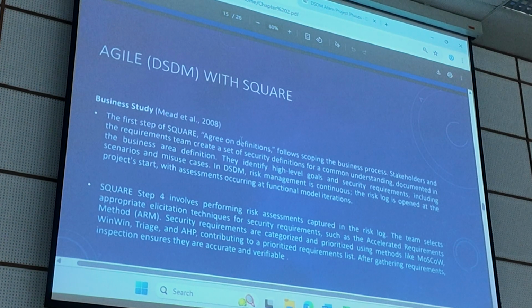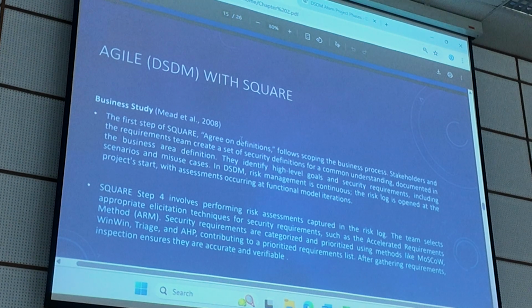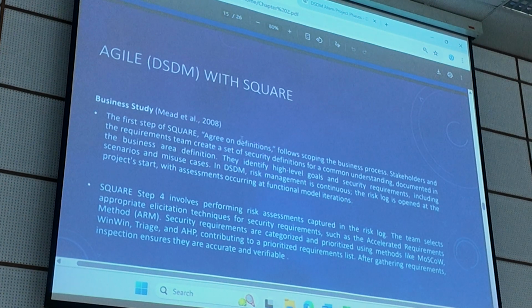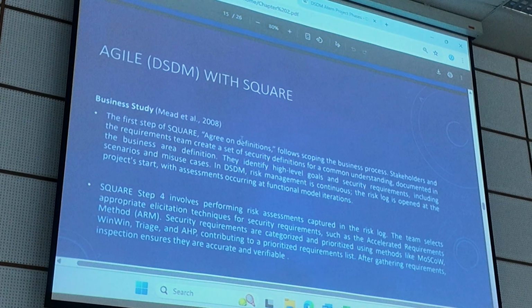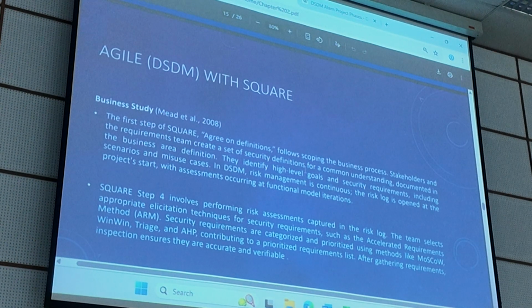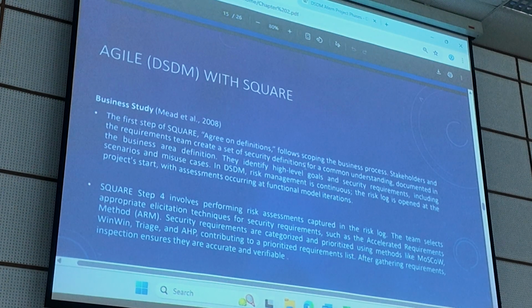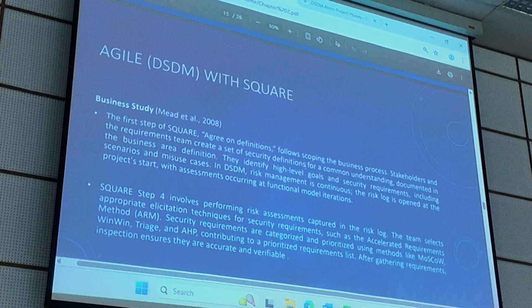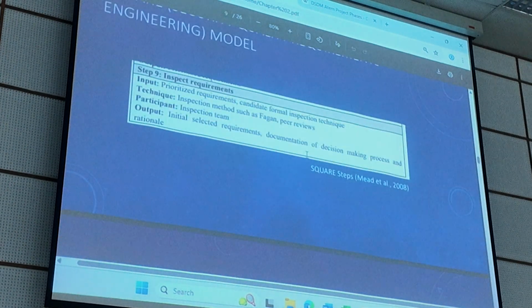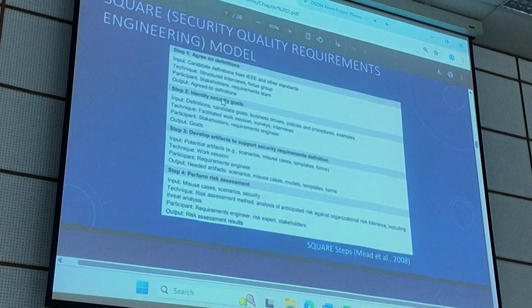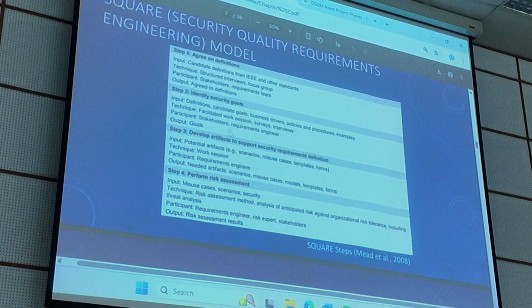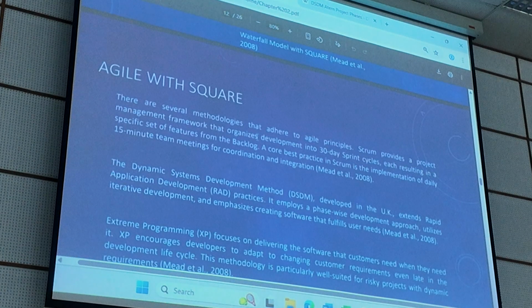As I said, you need to know that this term is referred to this one in this project. Does everyone agree? If everyone agrees, it means you have the same thinking on the terms. After that, you may have your step 2 and step 3. Step 2 is identify the goals. Step 3 is develop the artifact to support your security requirement.